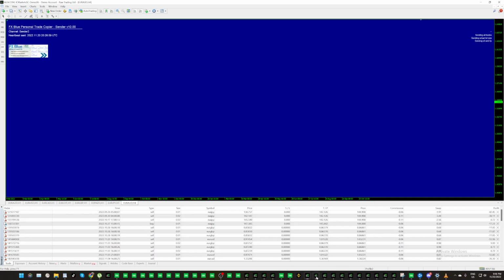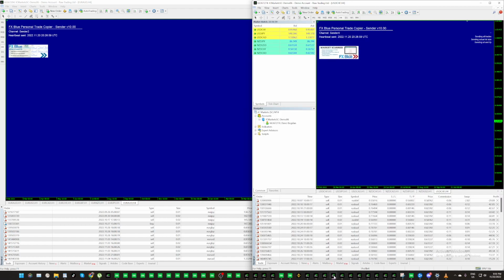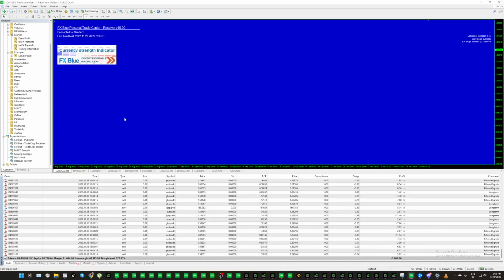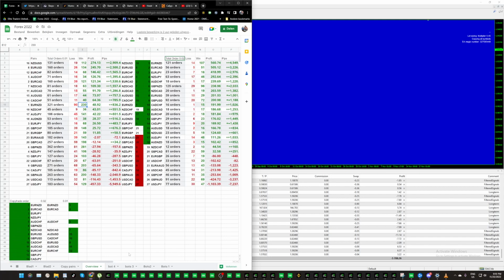So the signals that we are sending are being copied by our live account basically, and I wanted to show you guys an interesting thing, because the idea is to show you guys how to create a trading strategy that would allow us to basically trade safer, right?